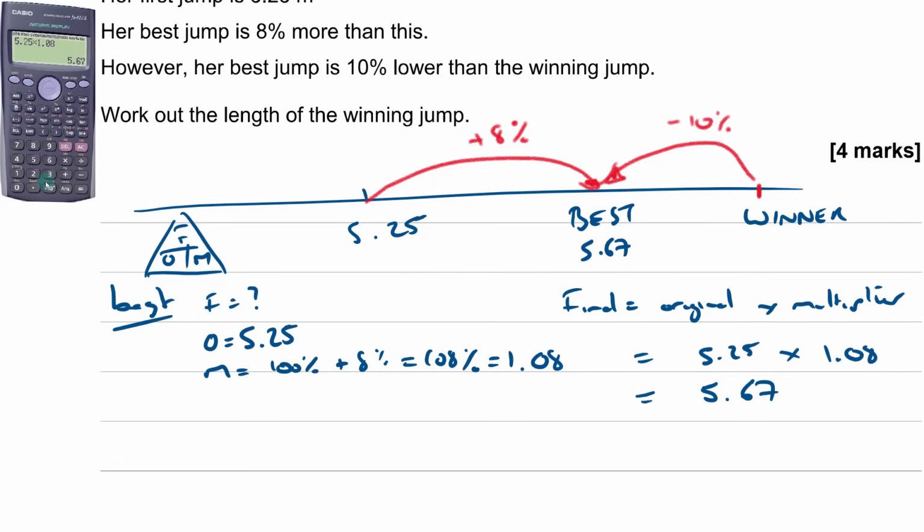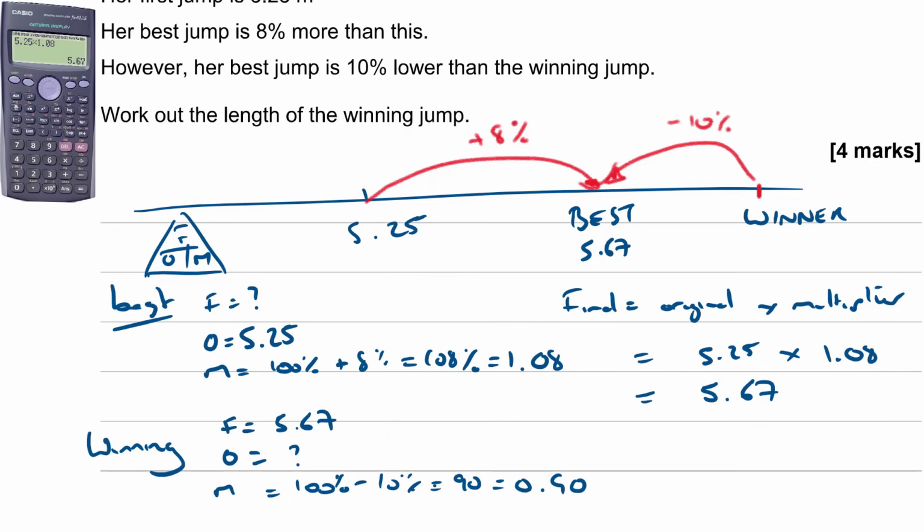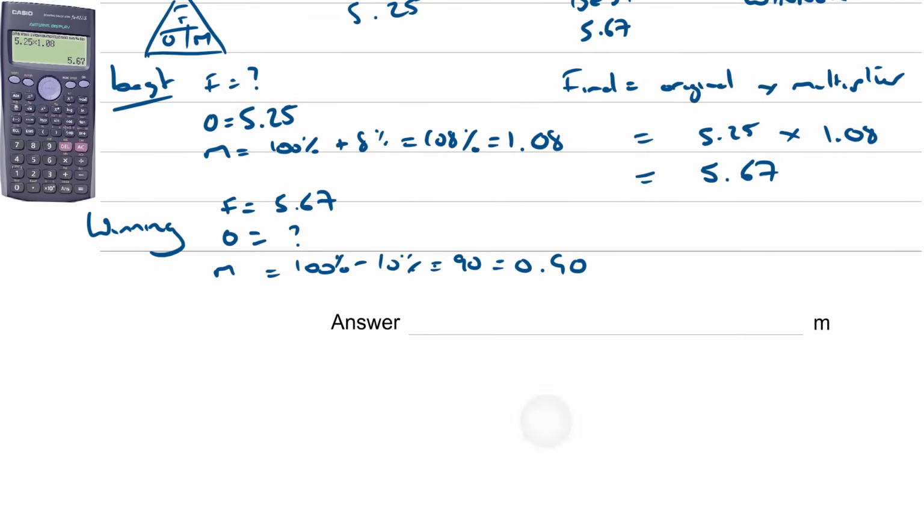So the winning amount, well, the winning amount subtract 10% is 5.67. So I actually want to do a reverse percentage here. So for the winning one, our final is 5.67. Our original is what we're trying to find, and the multiplier is going to be 100% less 10%, which is 90%, which is 0.90 as a multiplier.